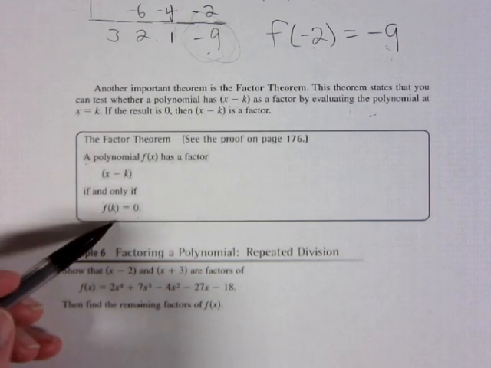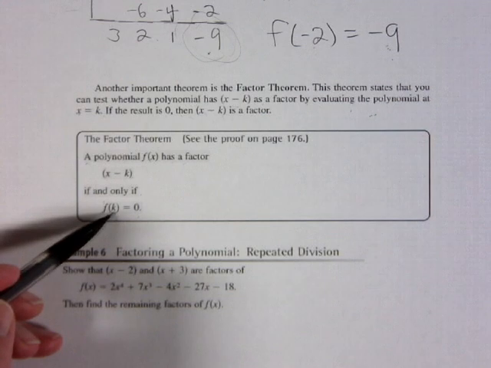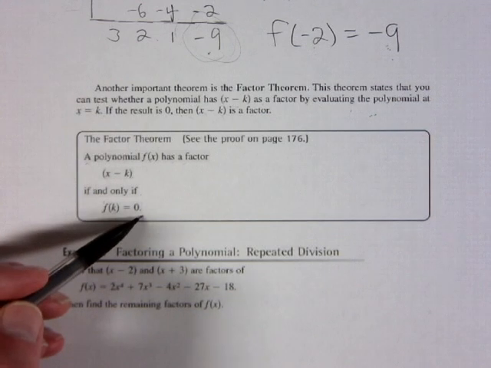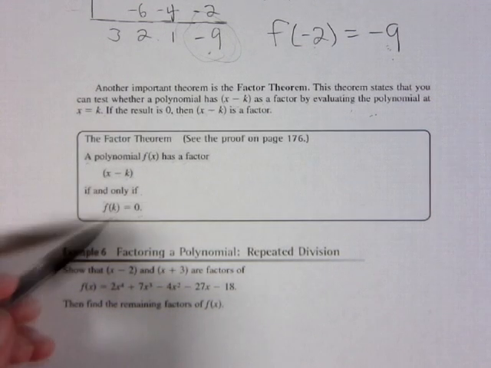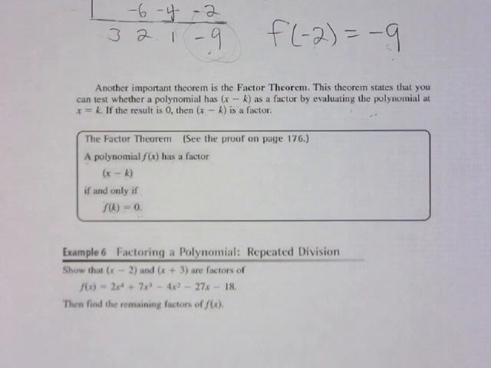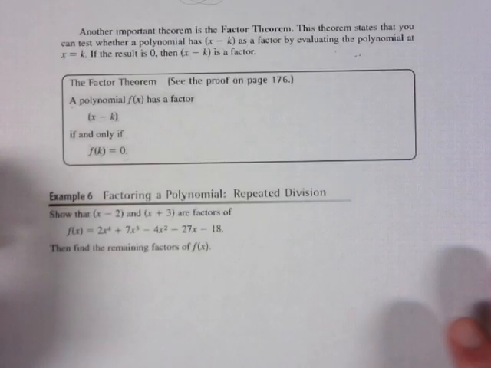If we plug in k to the function and we get 0, then we know that x minus k is a factor. So really all of these statements and theorems that we're looking at here today are tied together. We can see how they are sort of saying the same thing. All right, and so what do we have here?